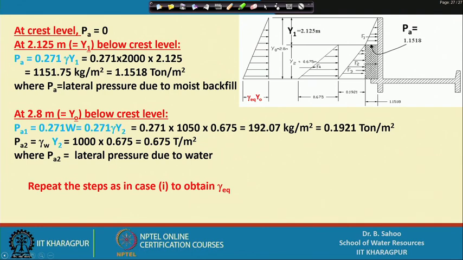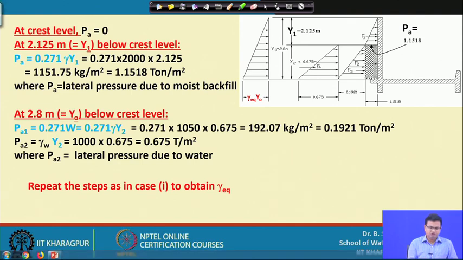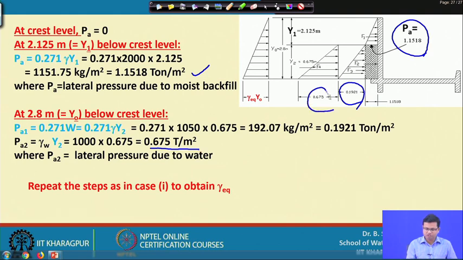At the crest level, P A equals 0, and at 2.125 meter you can calculate P A equal to 1.1518 ton. At 2.8 below crest level you will get P A 1 equal to 0.1921, and P A 2 will be equal to gamma W y 2, that equals 0.67 ton per meter square. After getting these values you have to repeat the steps as we have done in the previous bit.